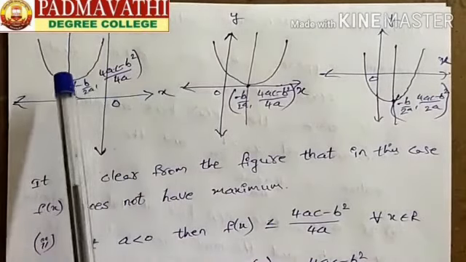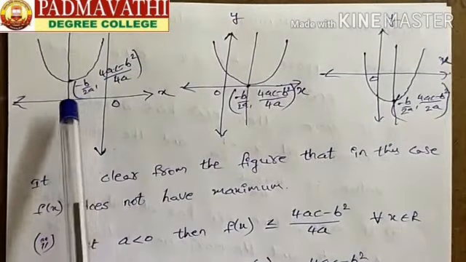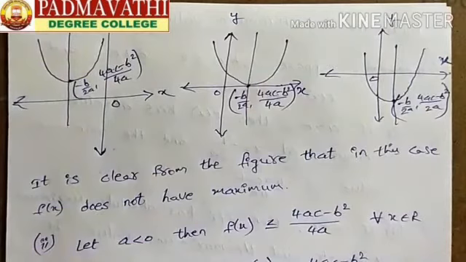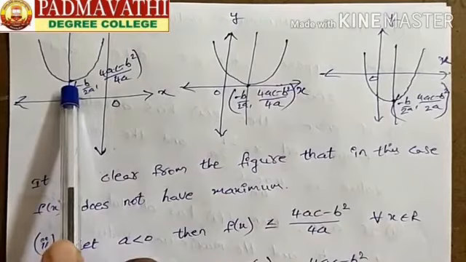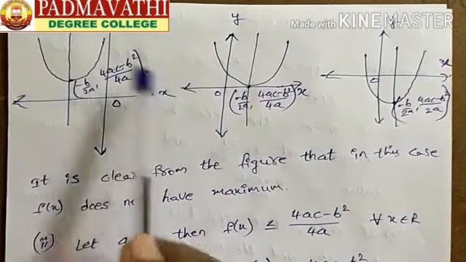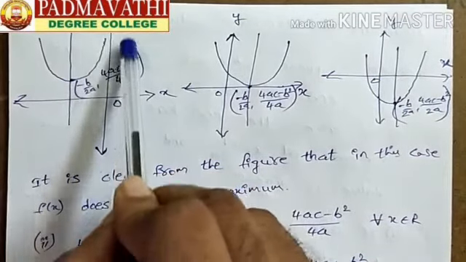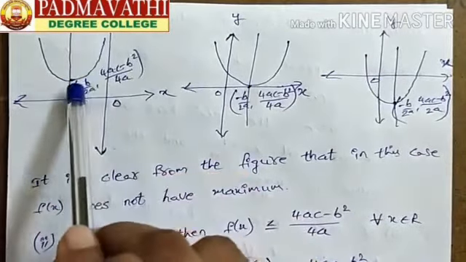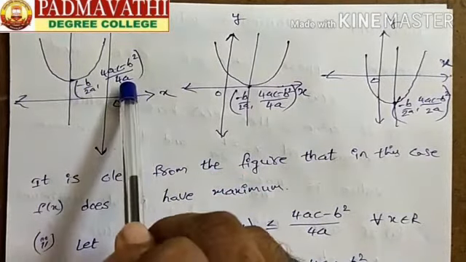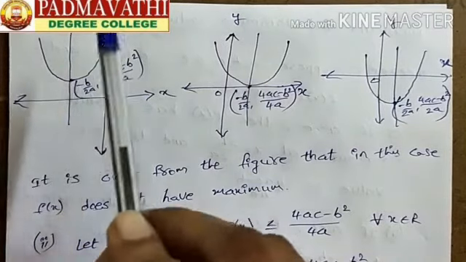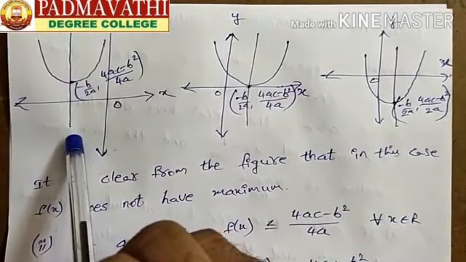A is greater than 0 means the curve is opening upwards. So in this case, only a minimum value is possible, and that minimum value comes at minus b by 2a. When x approaches minus infinity or plus infinity, in both cases the curve extends to the positive y-axis side, toward plus infinity. So the absolute minimum value is at minus b by 2a, and the value is 4ac minus b square by 4a. This curve is symmetrical about the line x equal to minus b by 2a.